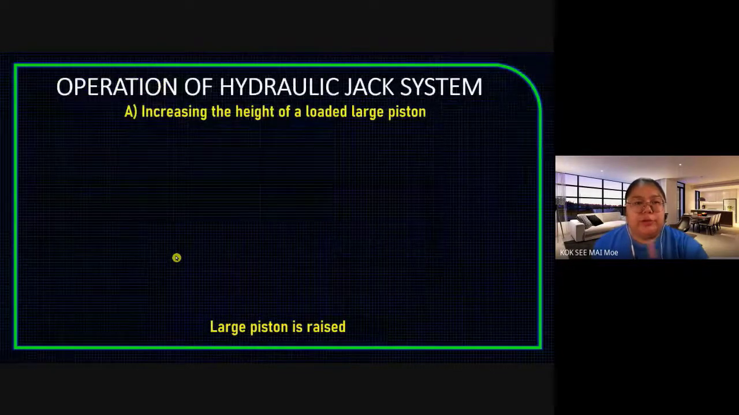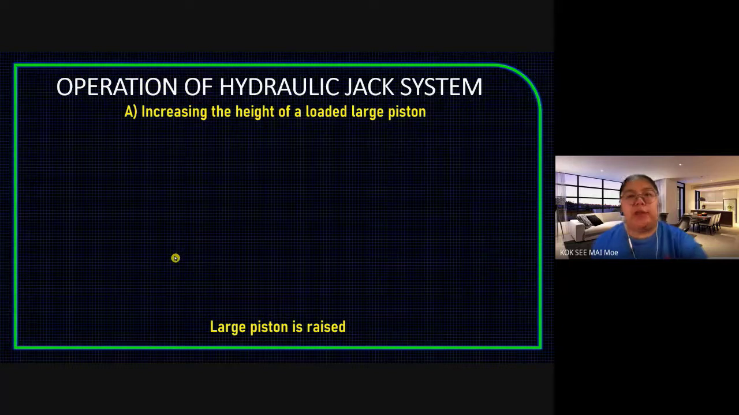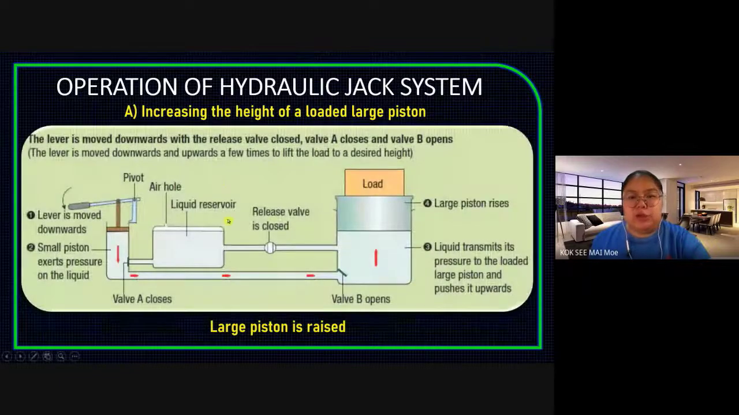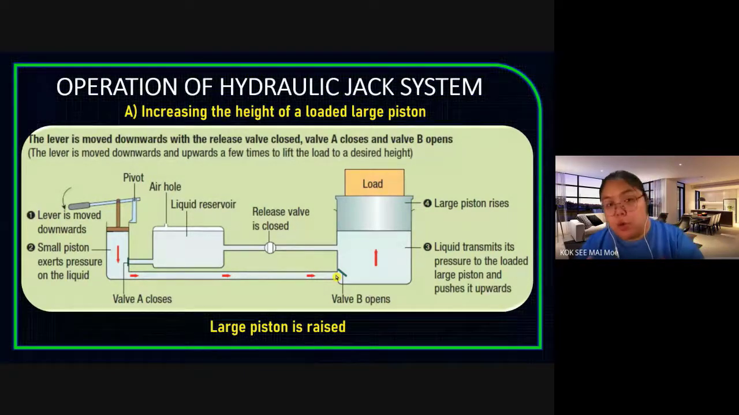Okay, then we go to the first one, operation for the hydraulic jack system, increasing the height of the load large piston. This is the diagram I showed you just now, but a bit more detailed. The lever is moved downwards and the release valve is closed, valve A closed and valve B open. You can see this one is valve A, this one is valve B. The two valves cannot open together. Either one is closed or one is open.